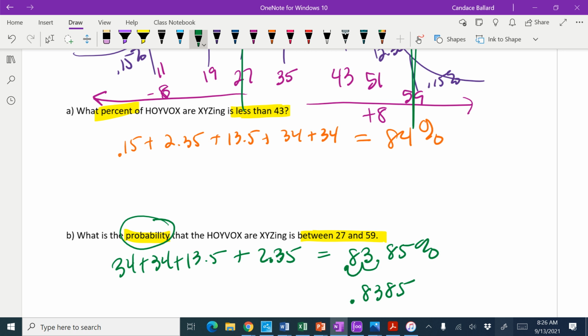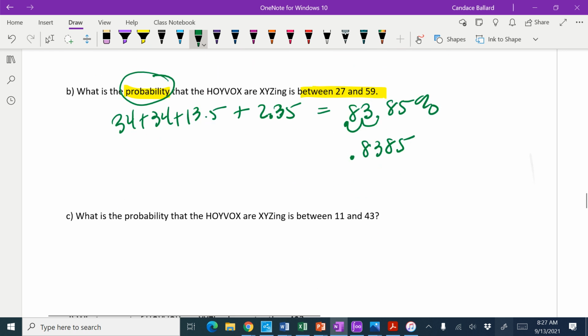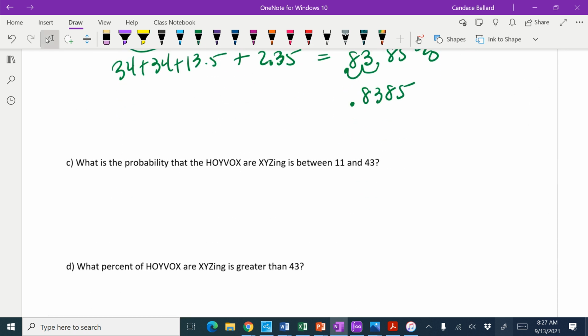Do we understand the difference between percent and probability? It's sliding that decimal point. That's it. That's all there is to it. Probability has to be a number that's between 0 and 1. Okay? Percentage has to be a number that's between 0 and 100. Okay? All right. Let's try it again.